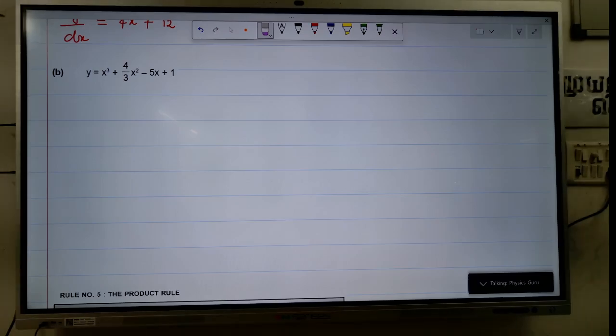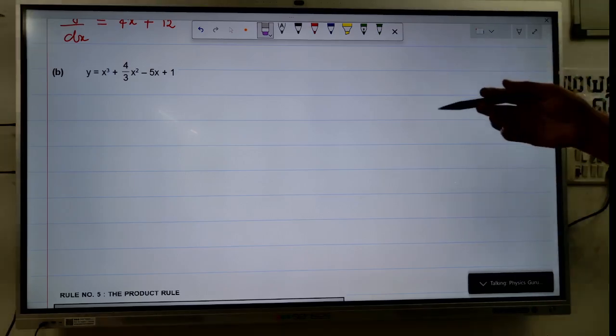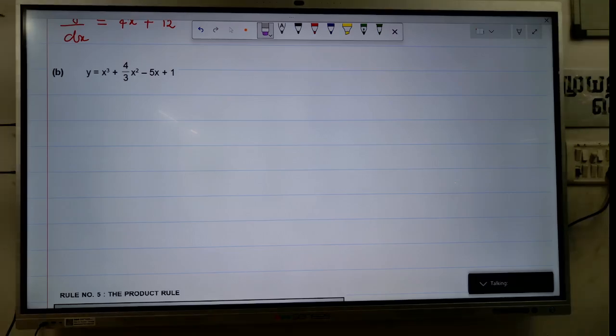Differentiation. This is the process of differentiation. This is the derivative. Okay. Since you have missed a few classes, you are not able to follow. It's okay.